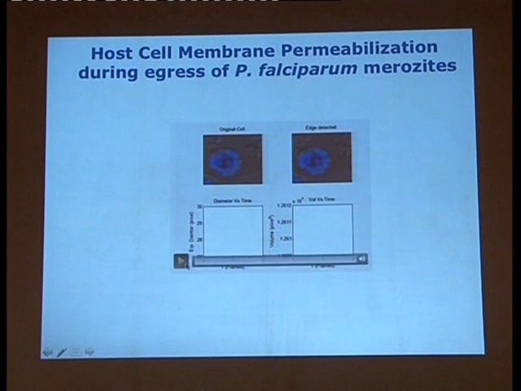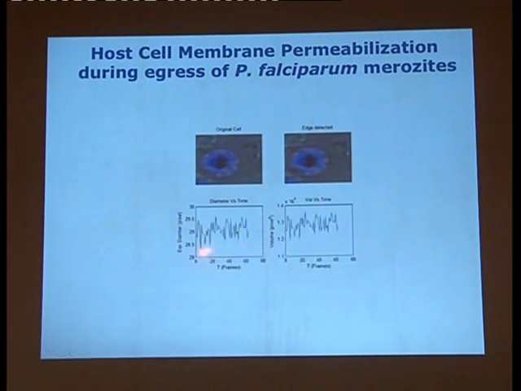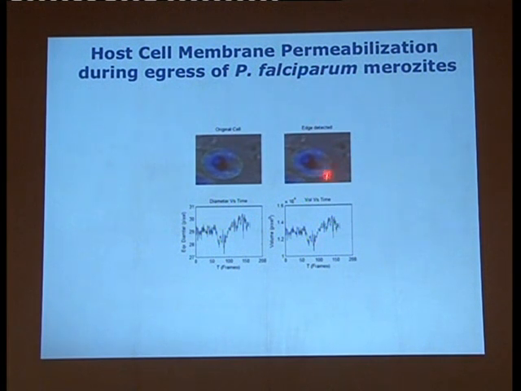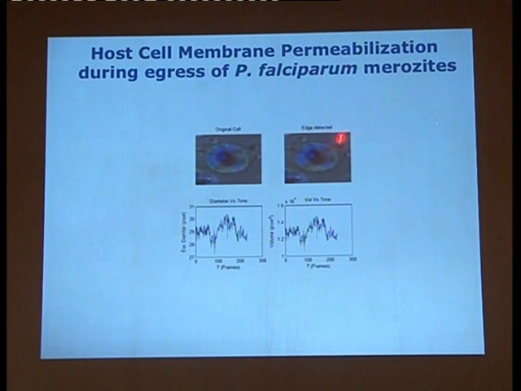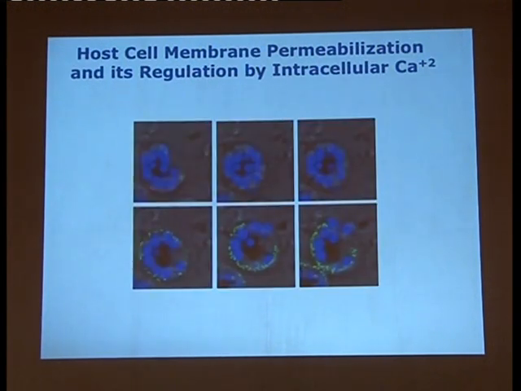Here you can see some volume and diameter measurements, and just before egress you can see the green signal around the parasite, which represents that the host cell membrane is now permeabilized, and after this permeabilization the parasites come out. Again I have a snapshot for this. You can see the parasite is enclosed by the red blood cell membrane, but it's not permeabilized, and before the egress of the parasite the membrane gets permeabilized.